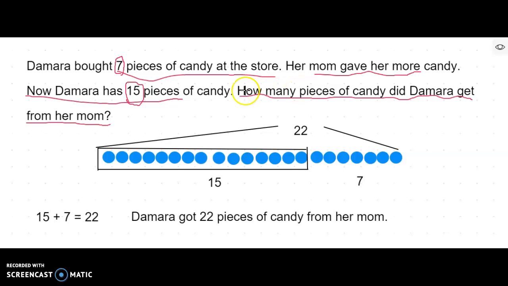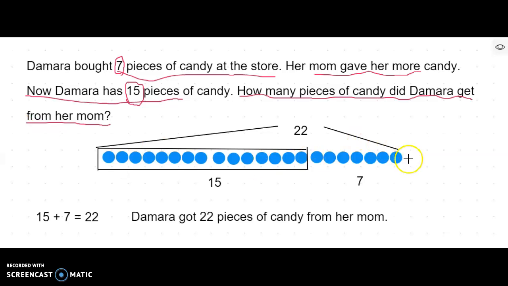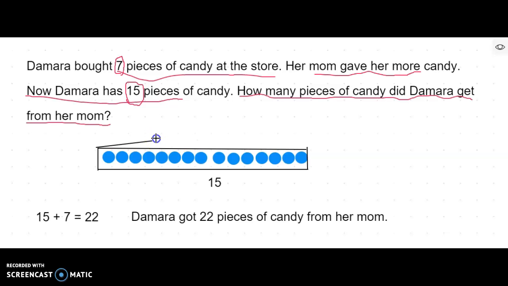So I think if my whole is 15, I have 15 right here. So I'm going to erase a couple things, I think. I'm going to erase these 7 over here because they're probably not too useful. And I'm going to erase this 22 up here. There we go. And I'm going to fix these.